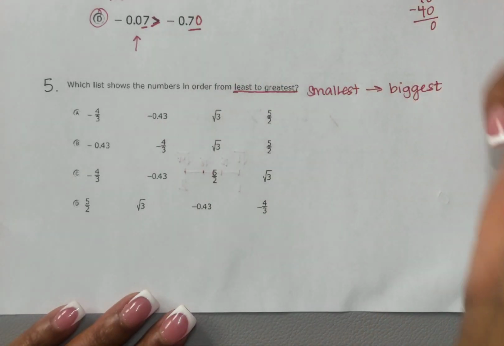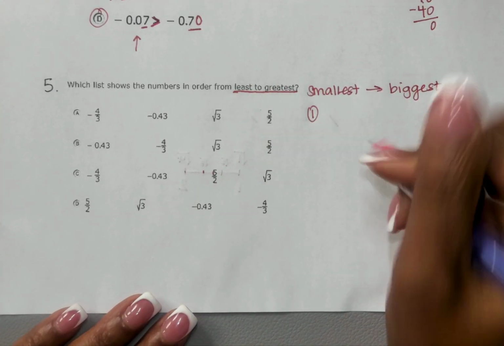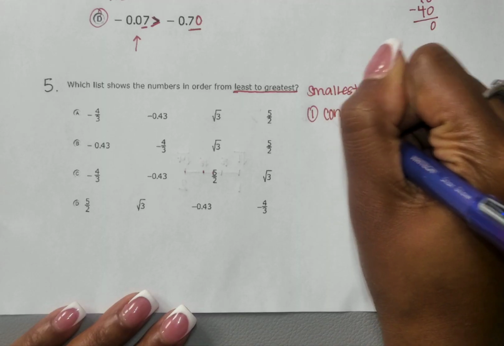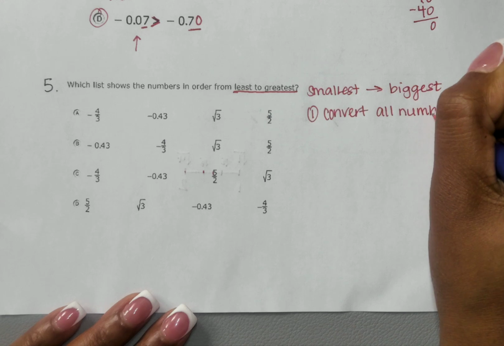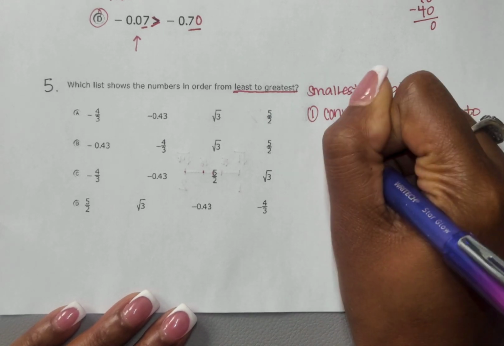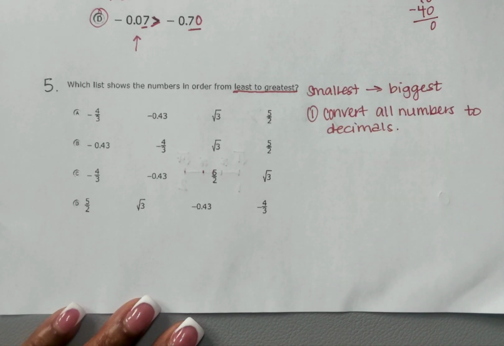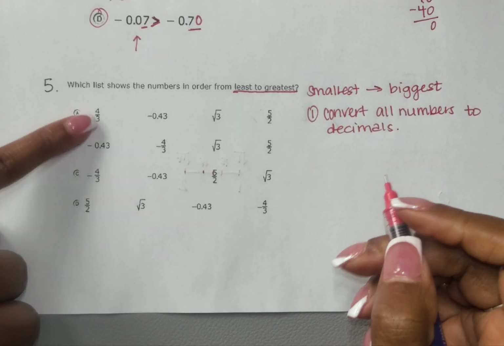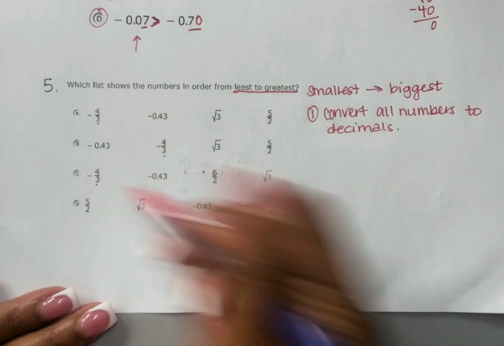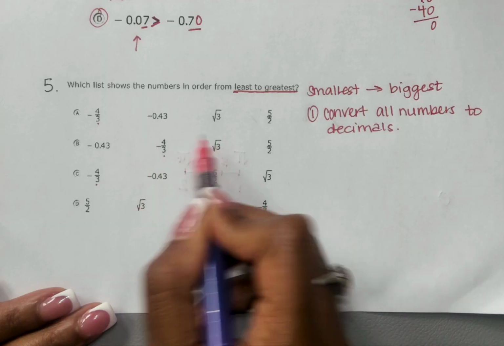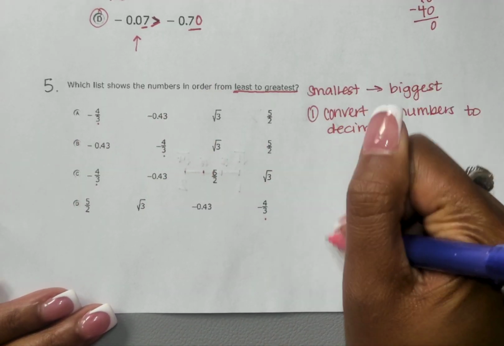Again, just like with comparing numbers, after you make note of the direction, you want to convert all of those numbers to decimals. When we look at all of the answer options, they all include the same numbers. So you don't have to convert each answer option. You just have to do each number that one time.